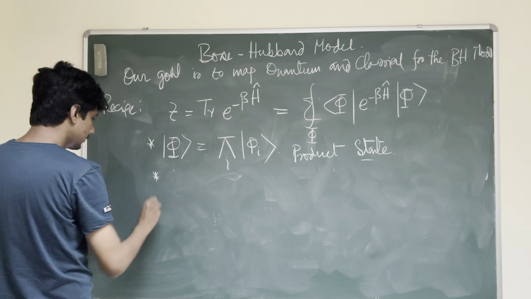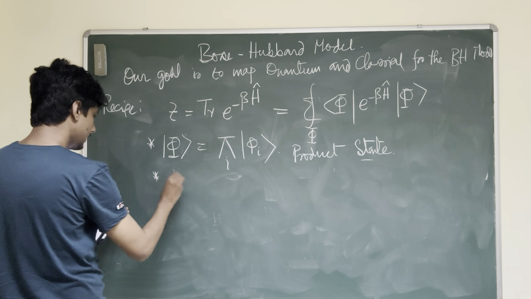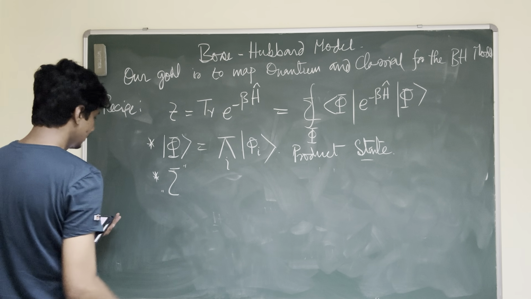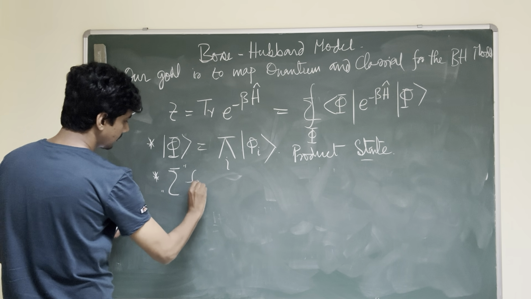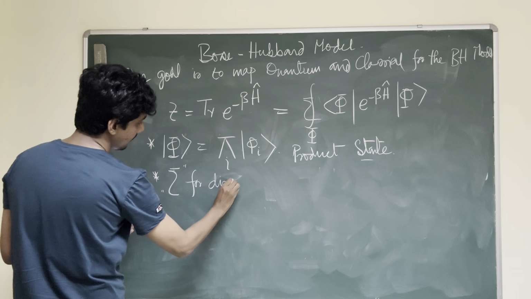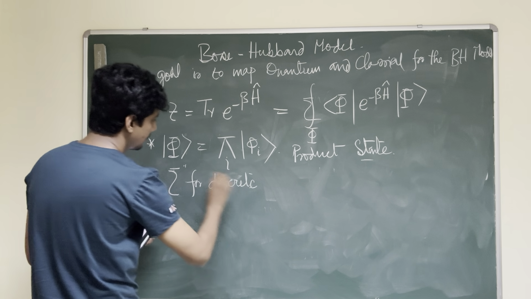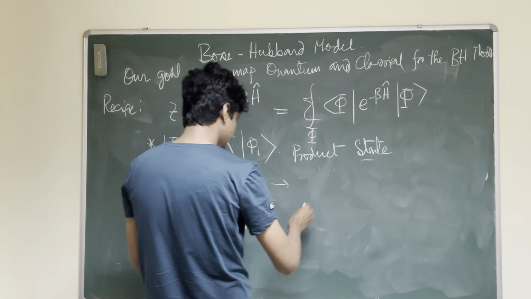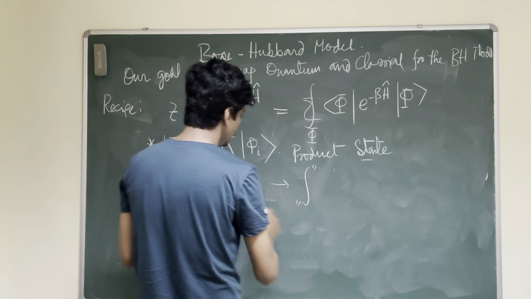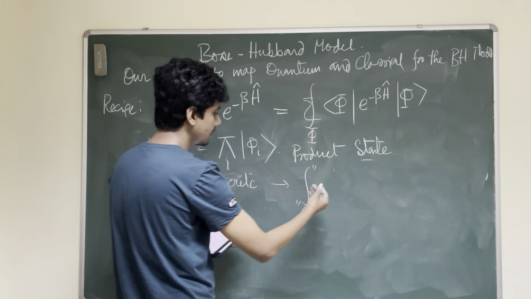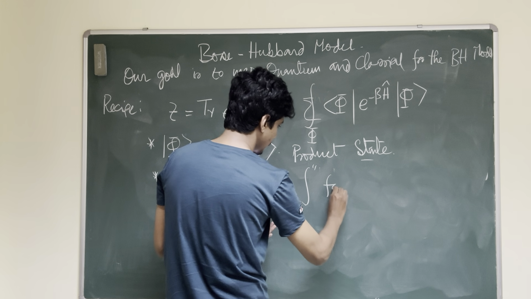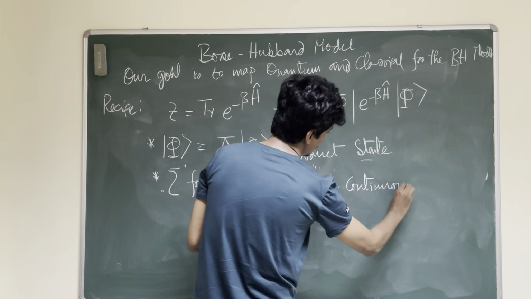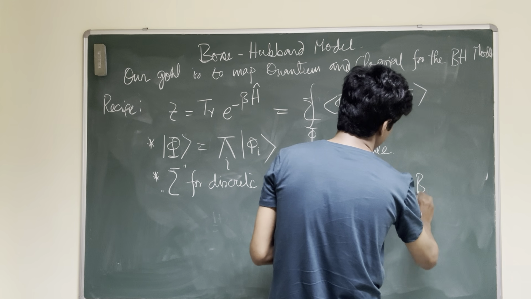And to move on to the path integral part, we transform the summation, which is for the discrete case, and by the product of these bases we move on to the continuous basis. So we remove sums and replace them with integral notation for the continuous basis.